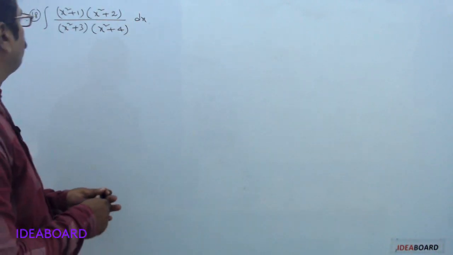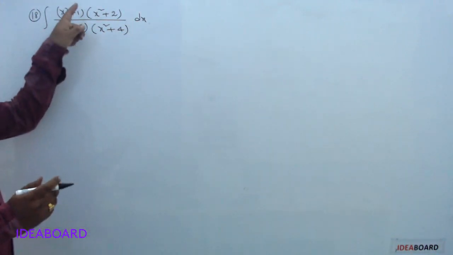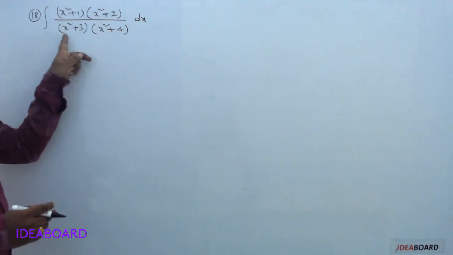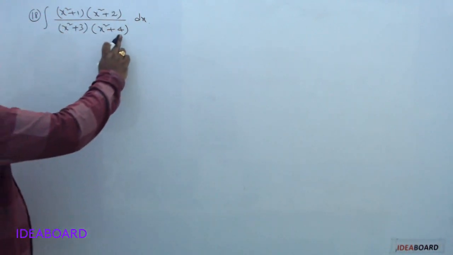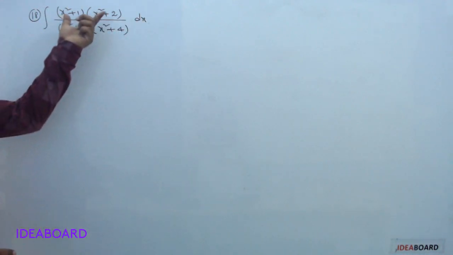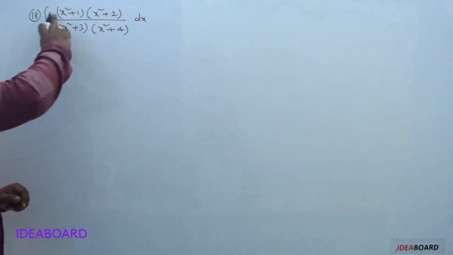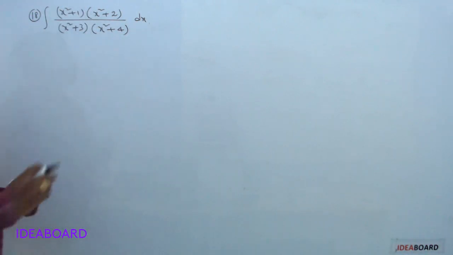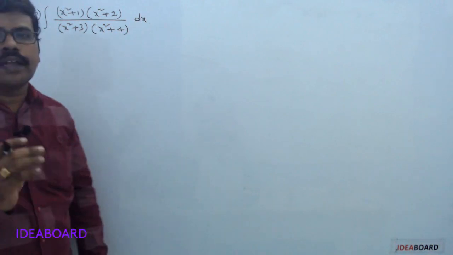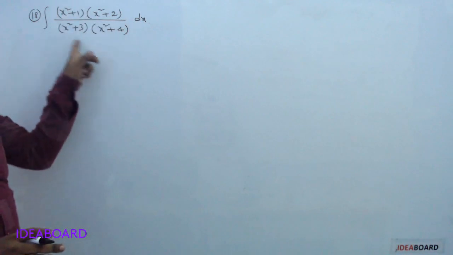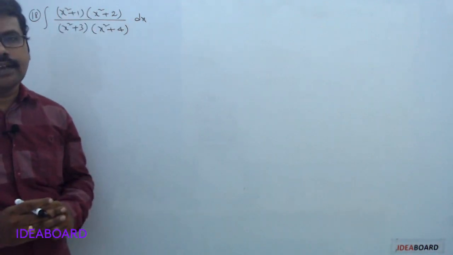Now come to the next problem. Integral (x square plus 1) into (x square plus 2) divided by (x square plus 3) into (x square plus 4) dx. Now here, what is the degree of numerator? Degree of numerator is 4. Degree of denominator is also 4. So degree of numerator equal to degree of denominator. So it is an improper fraction.